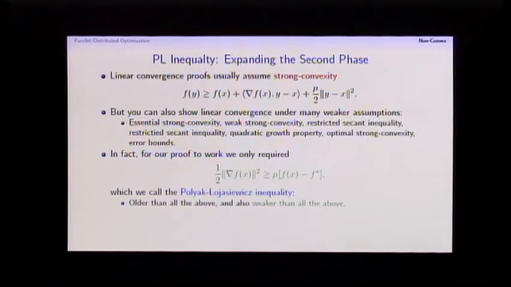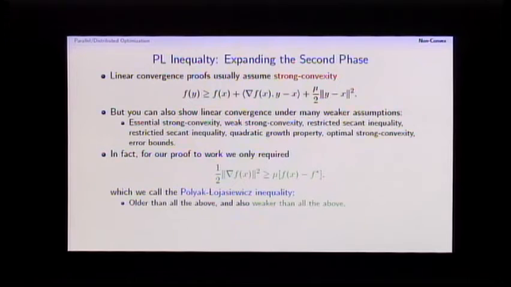Another neat thing, which we showed just in the last few months, is that not only is Polyak's condition older than all the above, it's actually weaker than all of these conditions. If you assume any of these conditions, except the quadratic growth property, but there's another reason why you don't want to only assume that, all of the other ones imply this inequality.